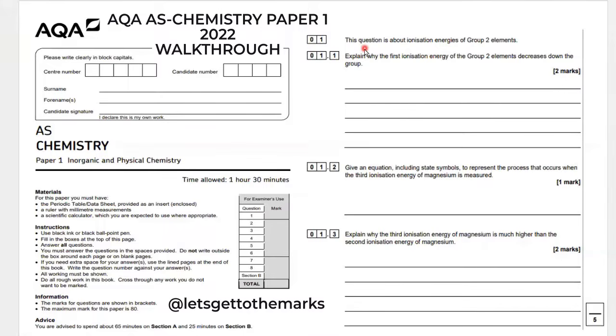Question 1. This question is about ionization energies of group 2 elements. Explain why the first ionization energy of the group 2 elements decreases down the group. All right, let's check this out.